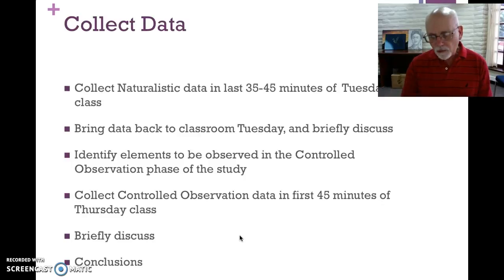On the following class session, you're going to go out and you're going to collect controlled observation data for roughly about 45 minutes. Then once again, you're going to come back to the class. We're going to look at what you counted up in terms of behaviors, and then we'll discuss that and see if we can reach some conclusions, okay?